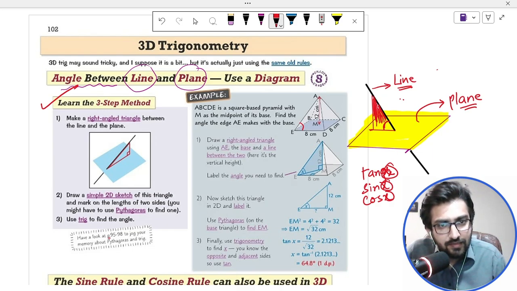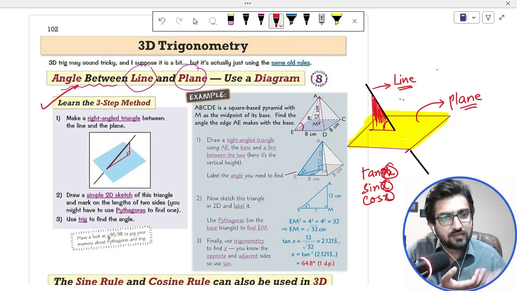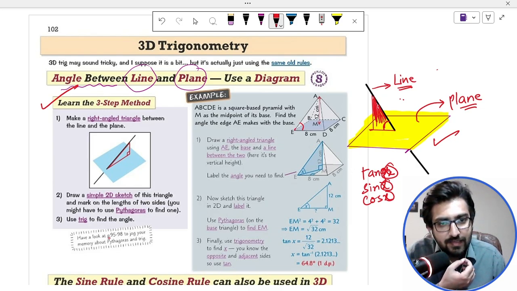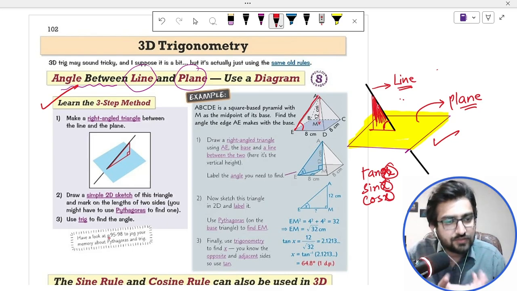AE is a line which makes an angle with the plane. You can see that light blue is a plane. Assume that as a plane, the way I explained here. The yellow is the plane to that black line. So assume this AE line is a line which is touching the plane. So we need to find that angle. This is an example for that. Let's see how it works.